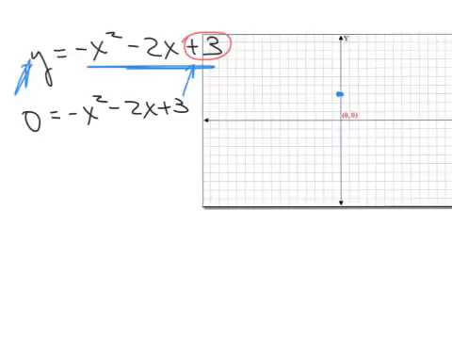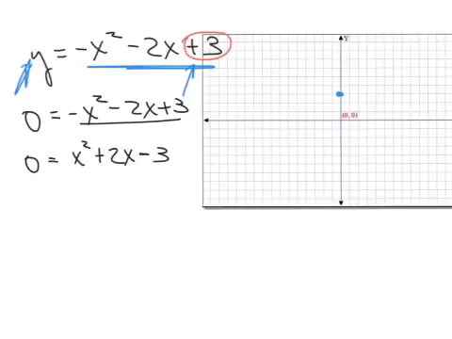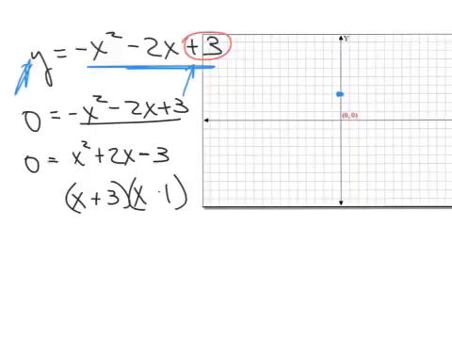Alright, so let's go ahead and change the sign of everything there so that we don't have a negative in front of the x squared. And you can do that. Just change all the signs. Alright, and then let's see, can we break it down this way? If we can't, we're going to have to use a quadratic formula. But it looks like we might be able to do it. 3 times negative 1, negative 3. 3 plus negative 1 is 2, so that works. So x is equal to negative 3 and 1. So that's where it crosses the x-axis, at negative 3 and at 1.